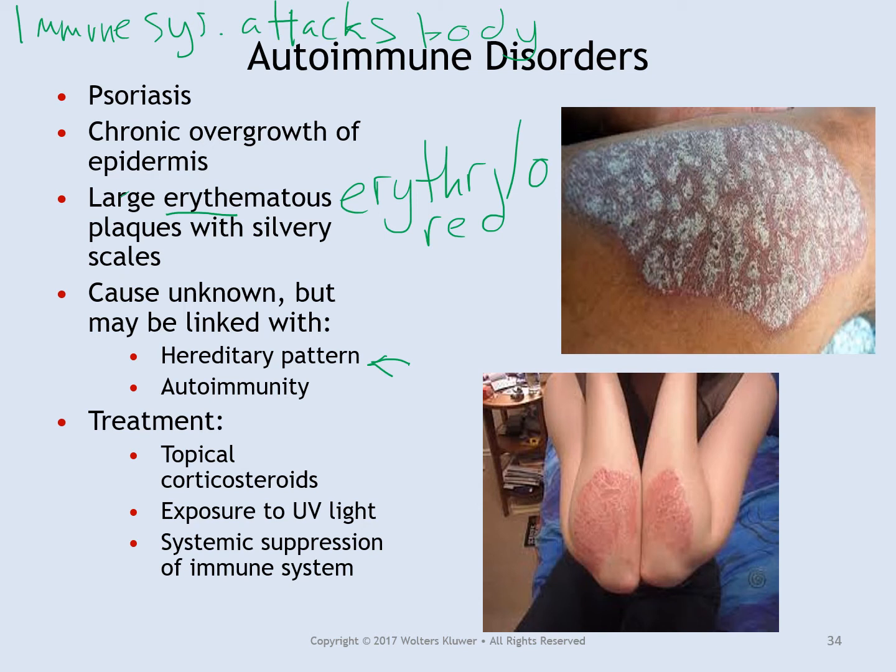Treatment for psoriasis: topical corticosteroids will decrease the amount of epidermis that's being made. Being exposed to UV light can also be very helpful for slowing down psoriasis. If your patient is not responding well to the corticosteroids, or if their psoriasis is just really, really strong, you may look into medications that suppress or turn down the immune system.